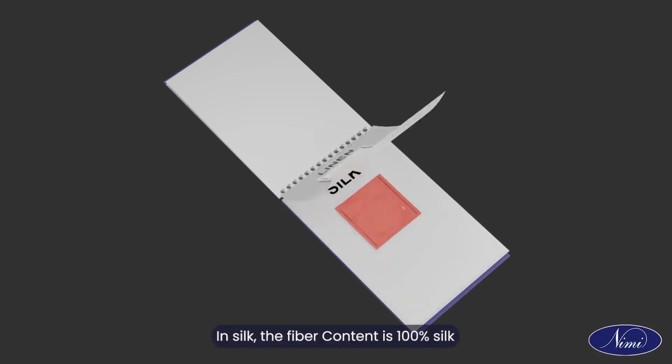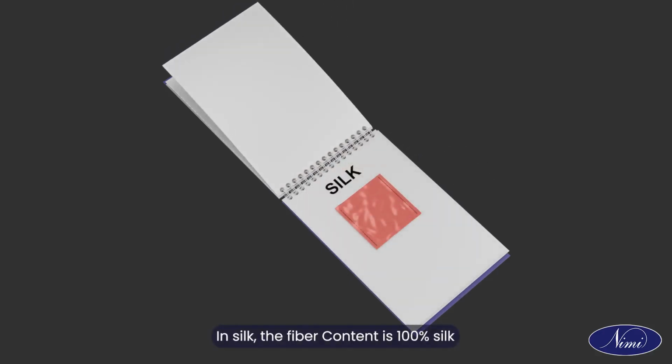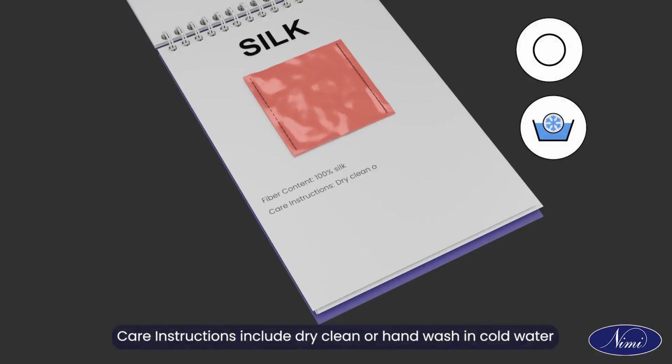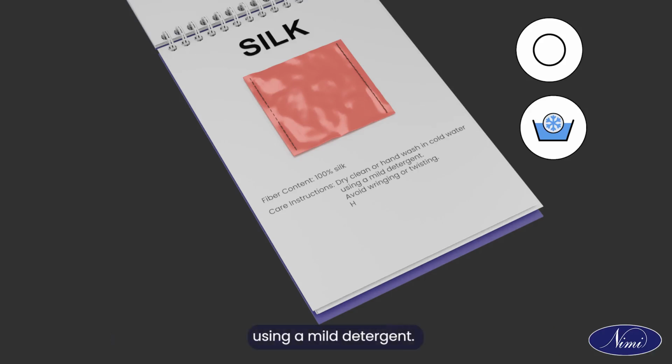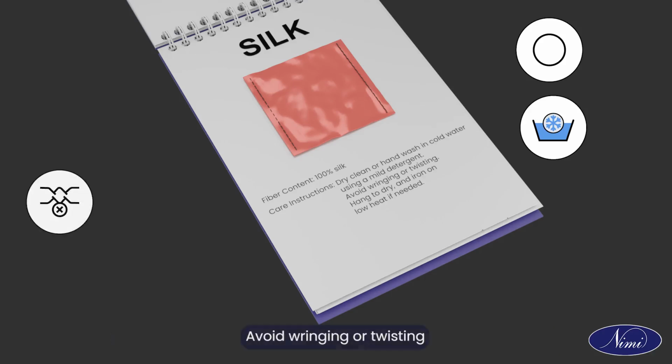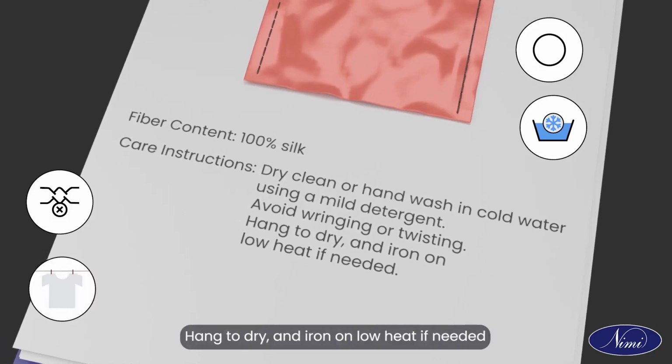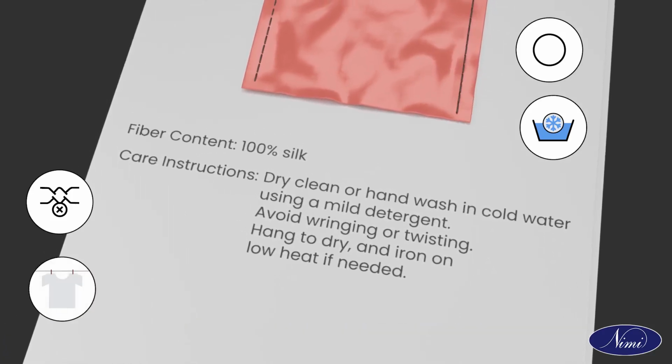In silk, the fiber content is 100% silk. Care instructions include dry clean or hand wash in cold water using a mild detergent. Avoid wringing or twisting. Hang to dry and iron on low heat if needed.